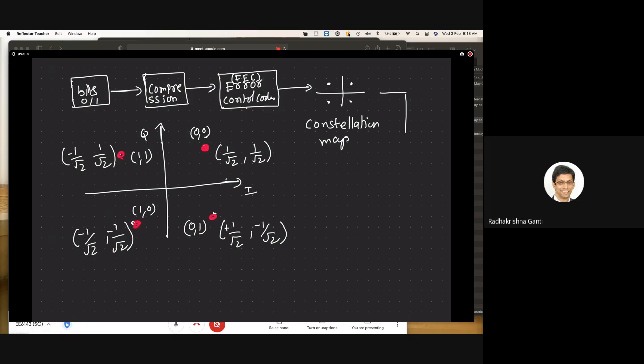In this case, you see that the outputs are two voltages. One is the in-phase voltage and one is the quadrature voltage. These are two dimensions, no? For example, if you get 0, 0 bits, there is a sequence of bits coming, you pick out 2 bits and map them to this. You output 1 by square root 2 and 1 by square root 2. The x-axis is called the in-phase and the y-axis is called the quadrature phase. So essentially you get two wires out, one called in-phase and the other quadrature phase.